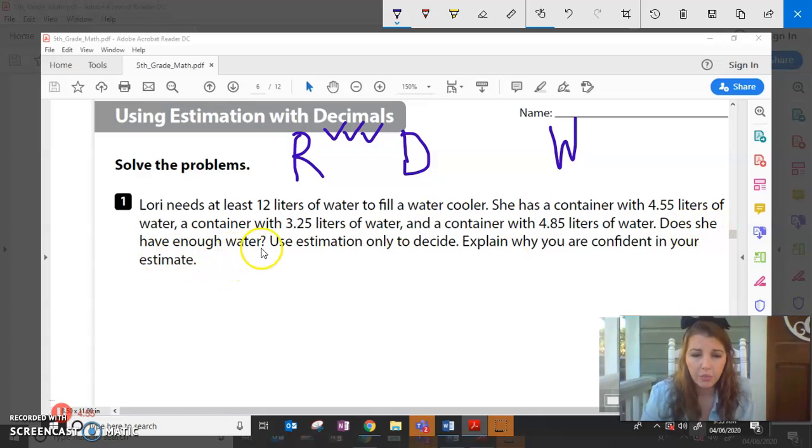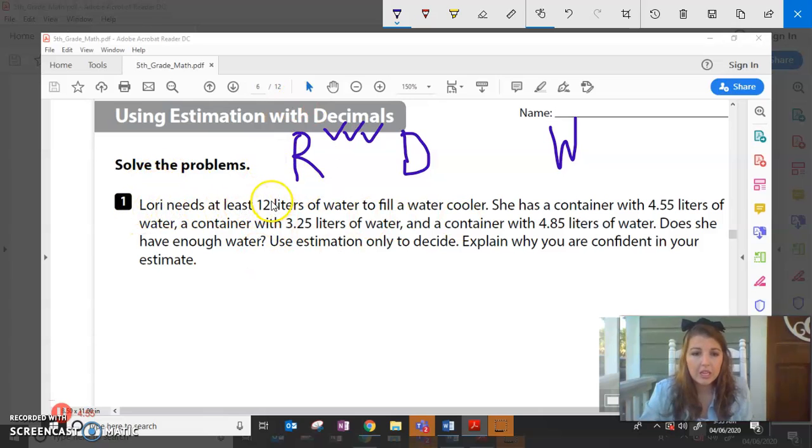Does she have enough water? Use estimation only to decide. Explain why you are confident in your estimate. All right, I read it once and thought about what's happening. Lori has some different amounts of water to fill a cooler, and she wants to know if she has enough using estimation. Now I'm going to read and think about what's important.